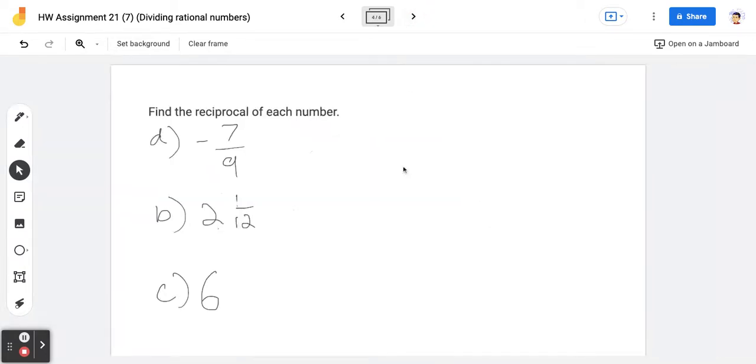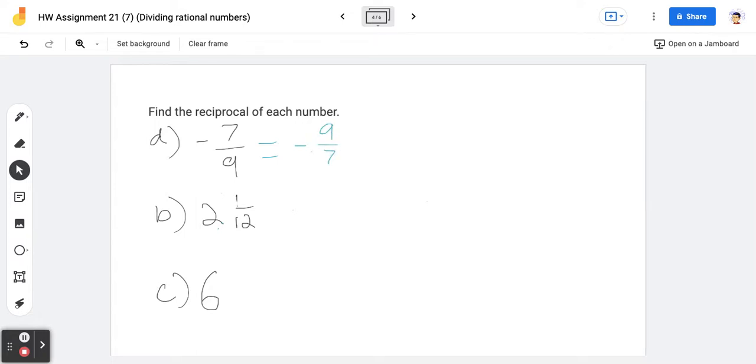Let's take the reciprocal of some values here. If I take the reciprocal of negative 7/9, that is going to be negative 9/7. So that's the reciprocal of negative 7/9.